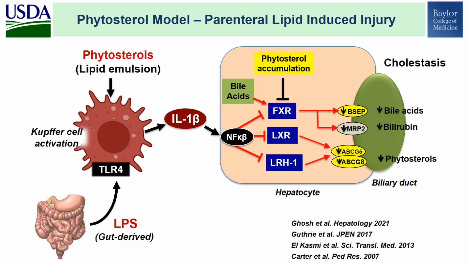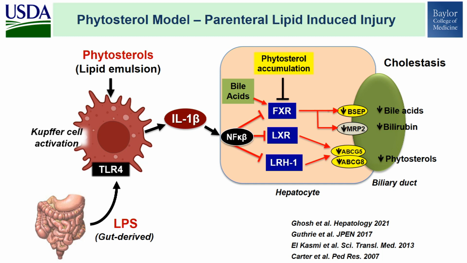And under both conditions, when these Kupffer cells are activated, they secrete the pro-inflammatory cytokine IL-1 beta. And what these studies showed is that IL-1 beta that then is released from Kupffer cells in a paracrine fashion activates NF-κB in the hepatocyte and then stimulates and trans-represses nuclear receptors in the hepatocyte, namely FXR, which I've talked about, but also LXR, the liver X receptor, and the other nuclear receptor, LRH1. And together, these nuclear receptors participate in the activation of important transporters that pump bile acids out of the hepatocyte into bile and phytosterols out of the hepatocyte into bile.